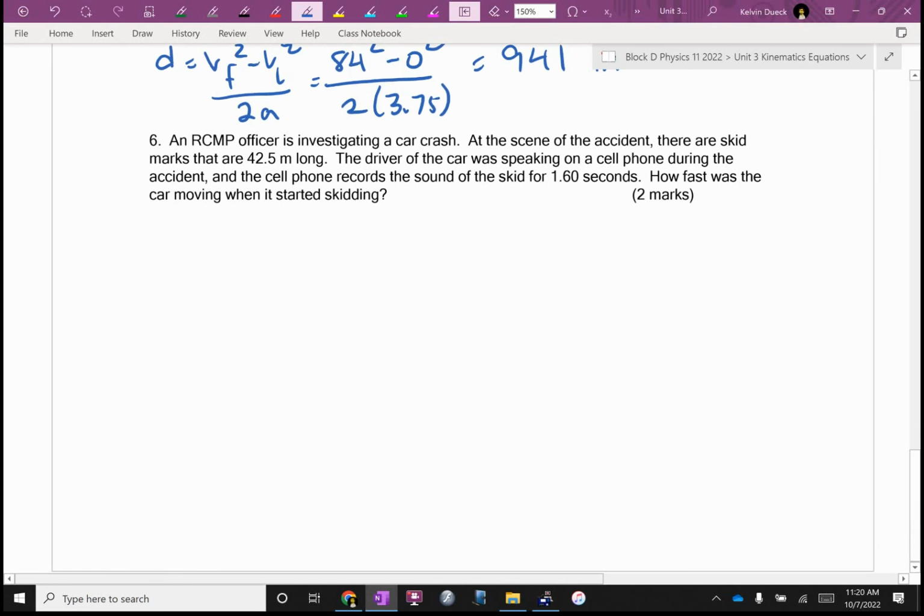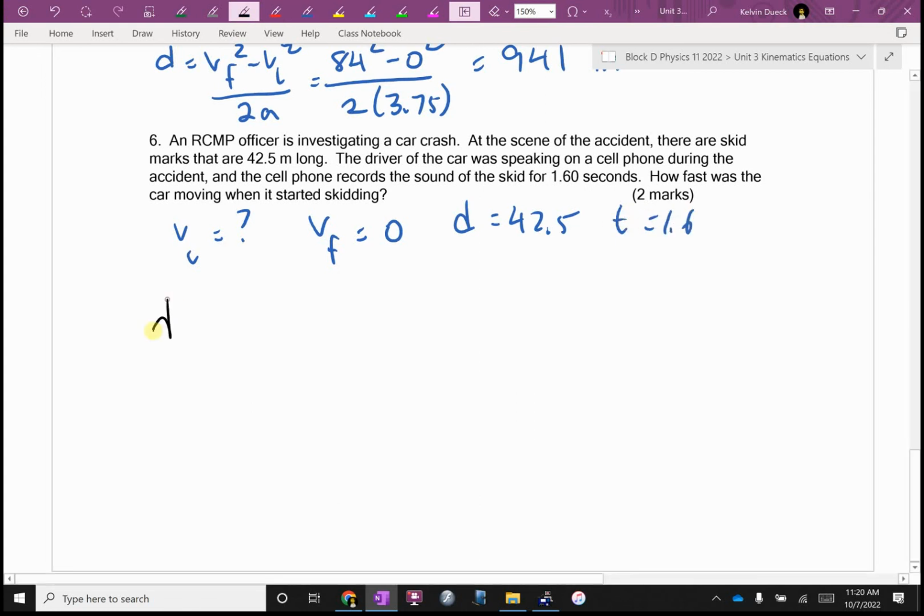RCMP investigating a car crash. I think this question wants me to find VI. Oh, what did we say VF was of any car crash ever? 0. Okay. Looks like D is 42.5. Looks like T is 1.6.